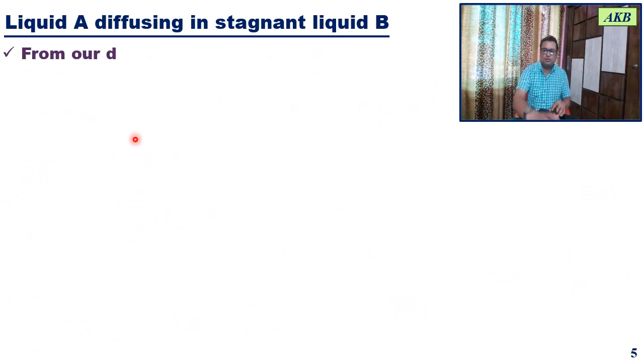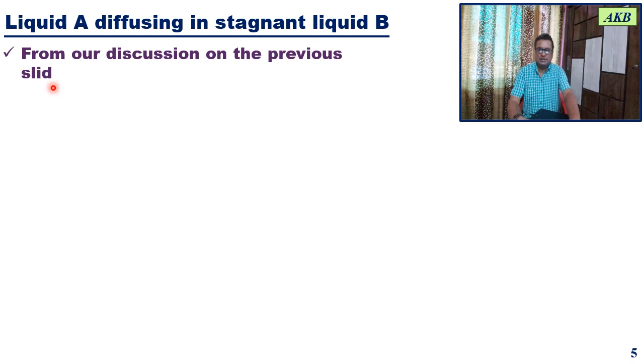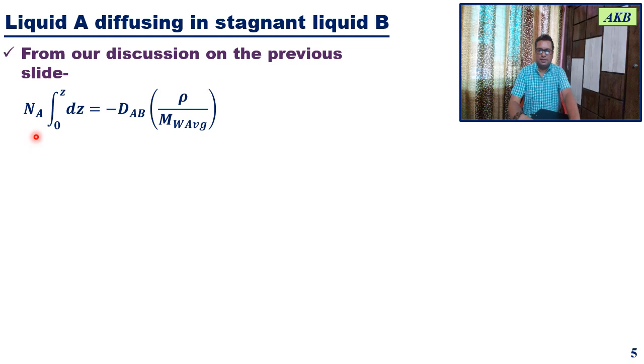From our previous discussion we have this equation. Na is constant, so we have taken that out of the integral, so it will be Na into integration from 0 to z of dz, that is equal to, again since these two terms are constant, they have come out of the integral, minus dAb rho upon MW average, the average value, into integration from xa1 to xa2 of dxa upon 1 minus xa.